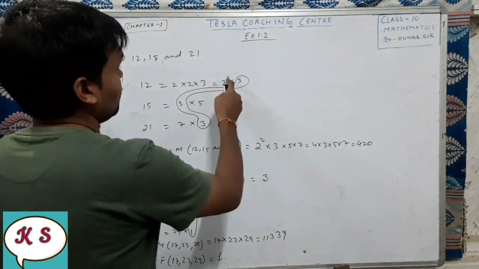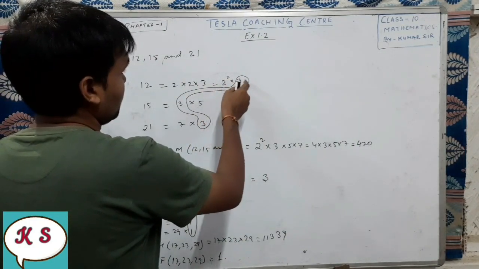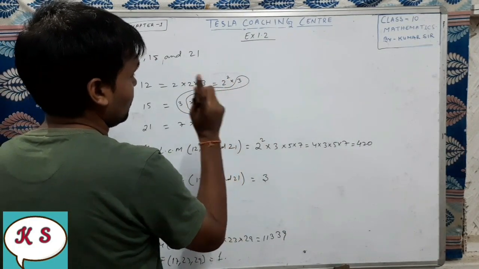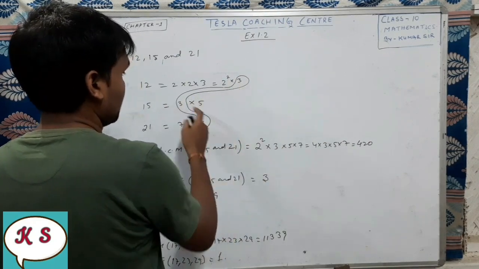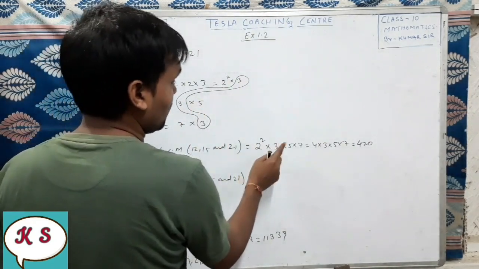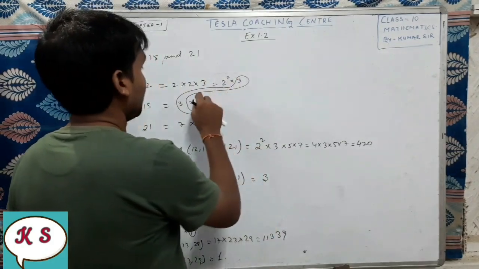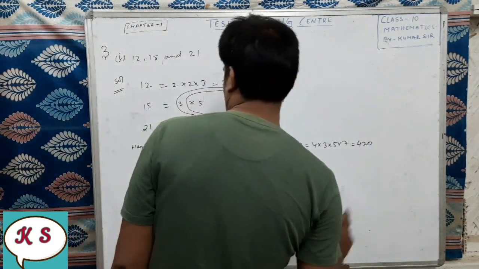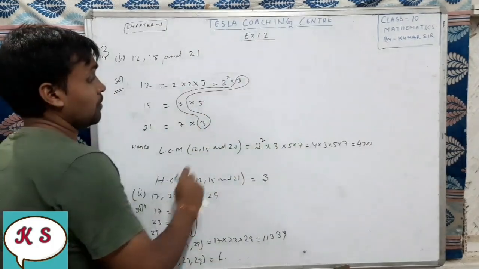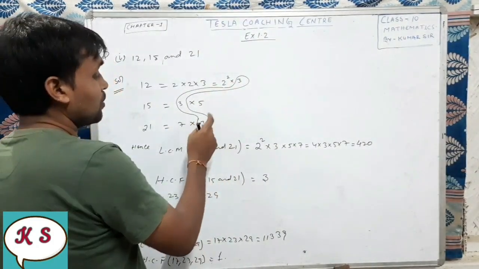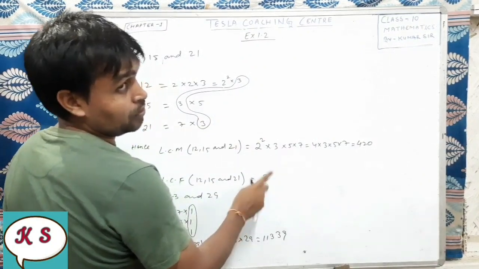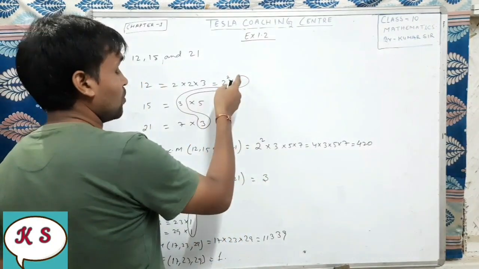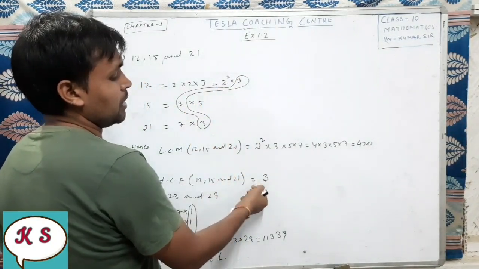So LCM is what? Product of all. So 2 to the power 2 here, 3 is common in all, so we will take only one 3, into 5 into 7. If you multiply all this, you will get 420. That is LCM equal to 420. HCF: what is common in all the 3? 3 is common, so HCF will be 3. Always remember, the one which is common in all will be the HCF.